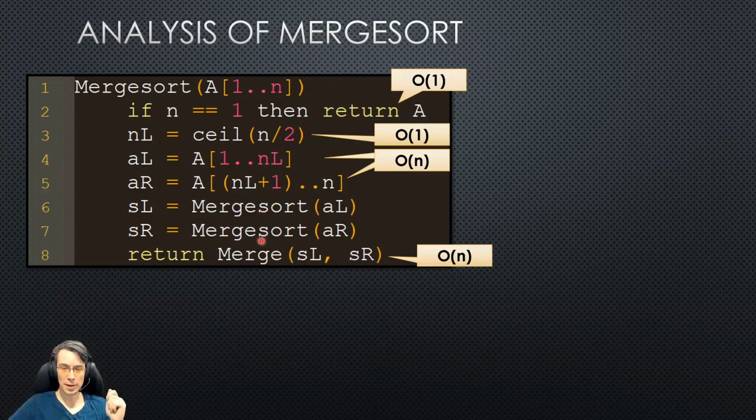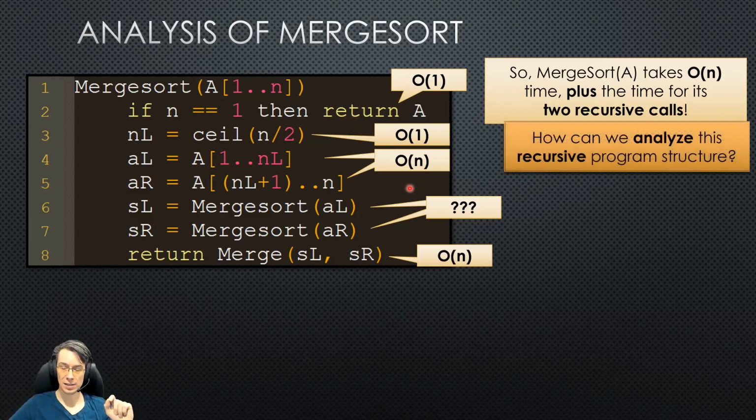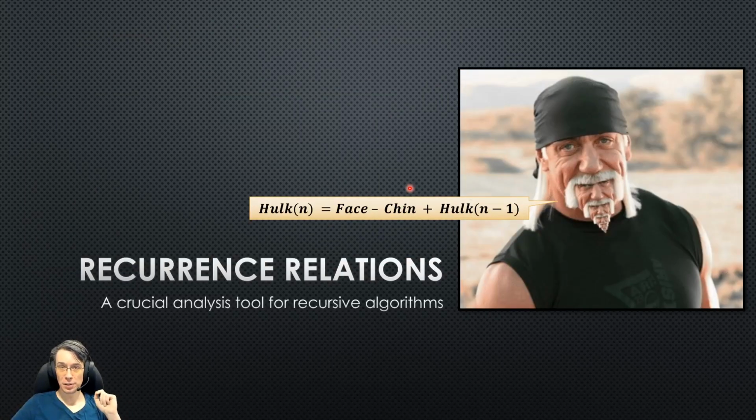Now the merge sort calls, what do we do about those? Well, this is a recursive algorithm, so the complexity of this call on a subproblem of size n is going to be a function of the complexity of the same algorithm on smaller subproblems. So we have a recursive algorithm, and we're going to end up with a recursive complexity expression. Intuitively, merge sort is going to take linear time plus the time for the two recursive calls. The tool for analyzing these sorts of algorithms is the recurrence relation. Hopefully this picture helps you understand intuitively what a recurrence relation is. It's a crucial analysis tool for recursive algorithms.